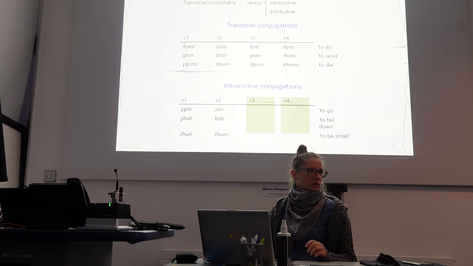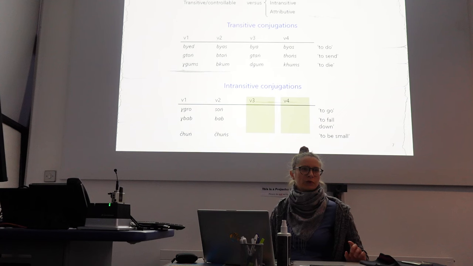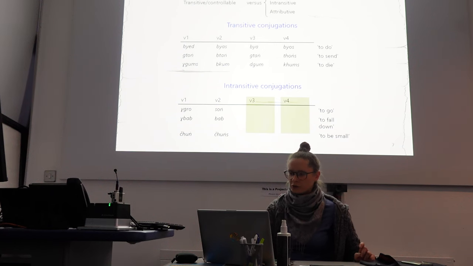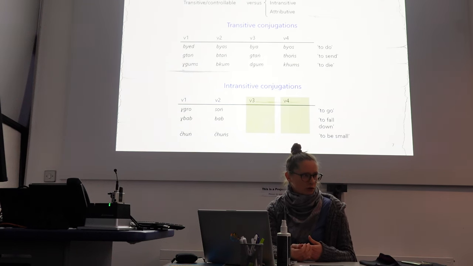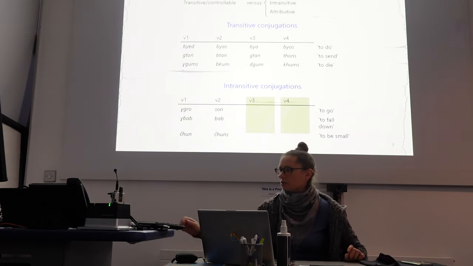I will not discuss V4 forms today. I will only concentrate on V3, because these are more simple, but the big problem in Tibetan linguistics is the semantics of V3 forms. Therefore, I will stay with this. So already in terms of verb morphology, we have a problem that we have to address, namely why this split occurs.